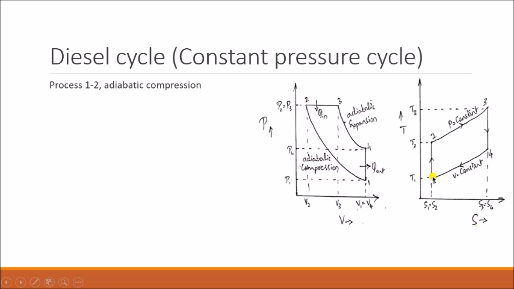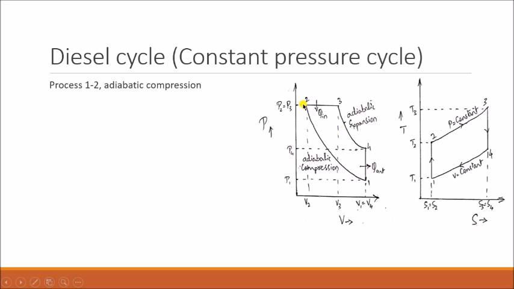Simultaneously, you can see the TS diagram. Here the temperature increases during this process from T1 to T2, and the entropy remains the same because no heat is added or rejected during this process. The air reaches point 2, that is from pressure P1 to P2. The volume decreases, the pressure increases, and it reaches P2.